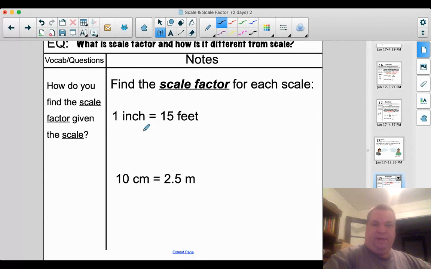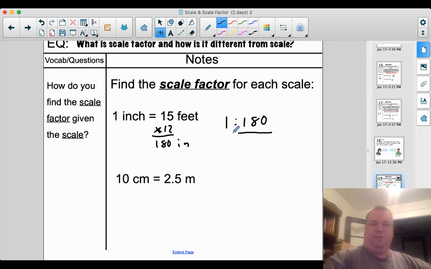All right, welcome back. For this first one, we've got inches and feet. Again, I've been using those a lot. I got to turn this into inches by multiplying by 12. 15 times 12 is 180. So 1 inch to 180 inches, I can drop the units. The scale factor is 1 to 180. Again, it's a ratio, so we could write it with a colon, we could write it with the word "to", or as a fraction, either one.